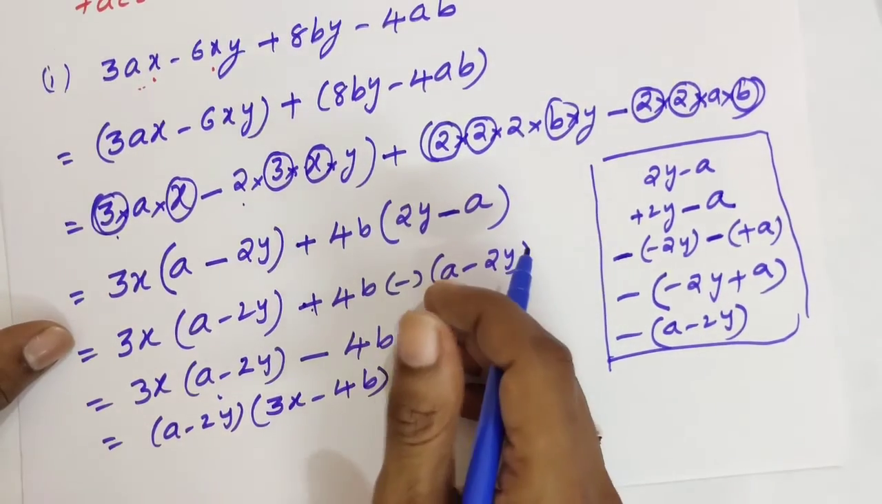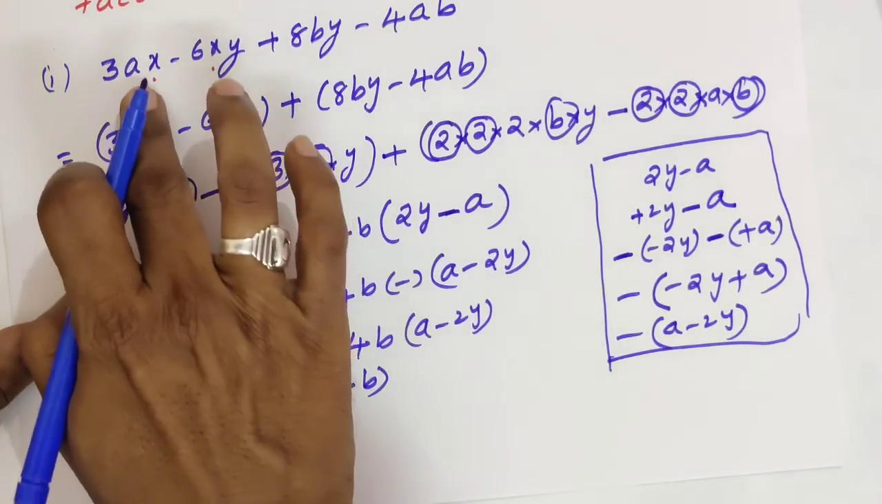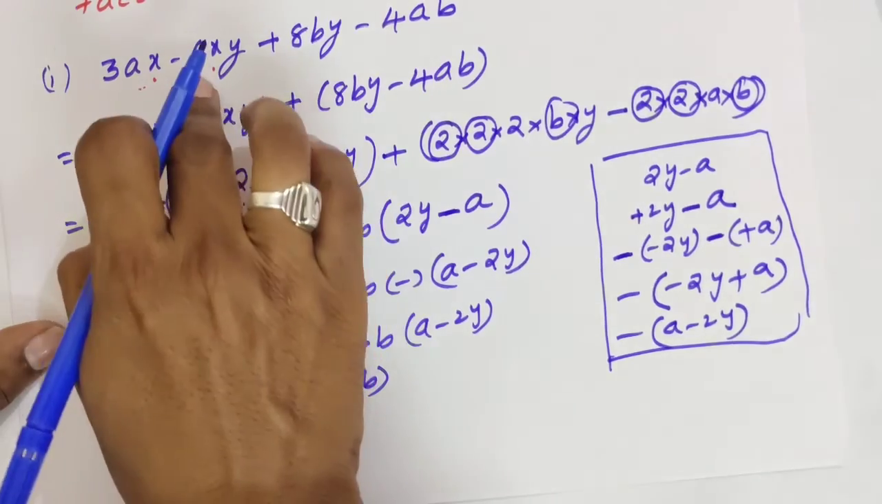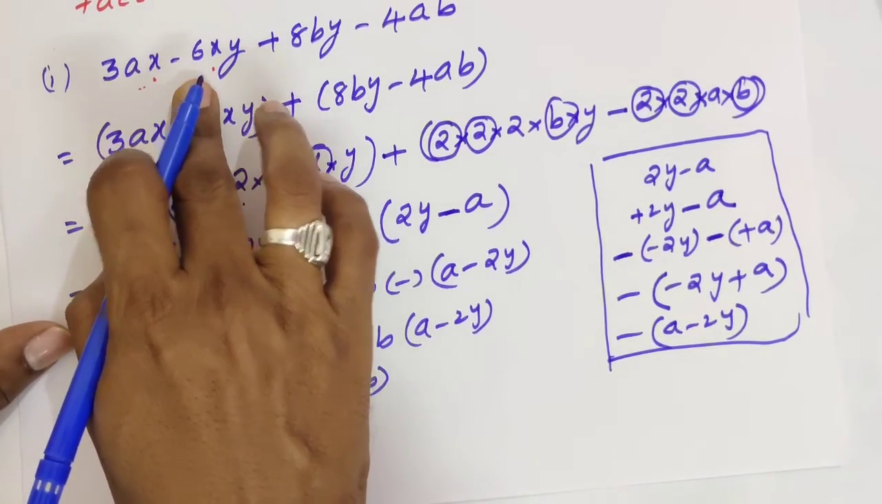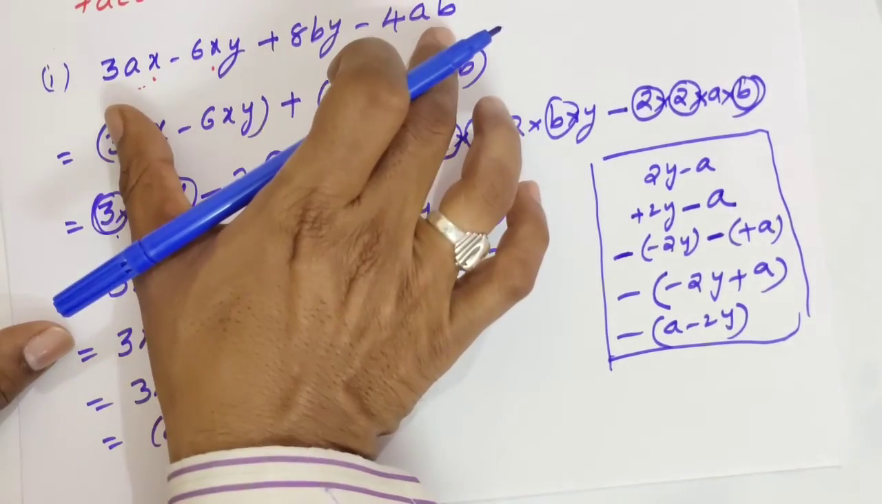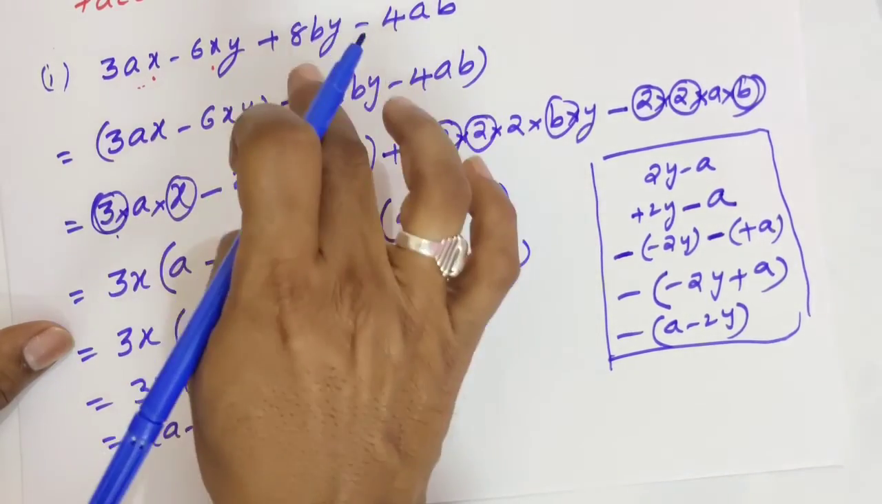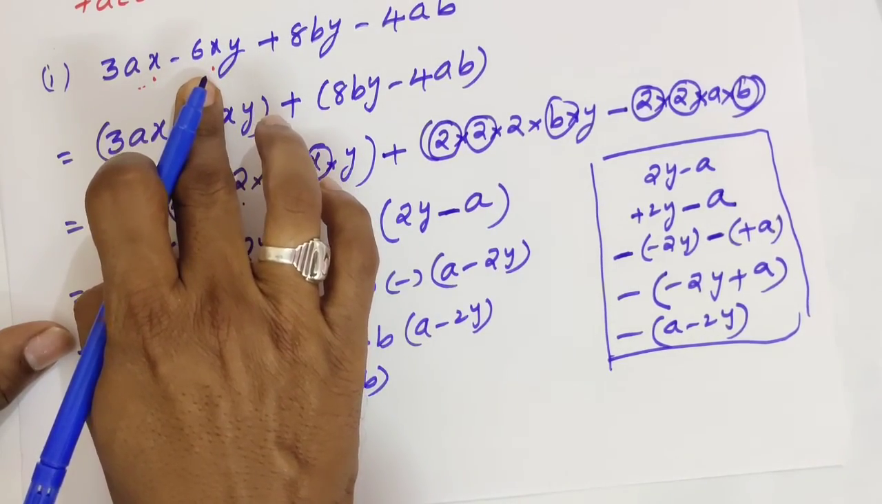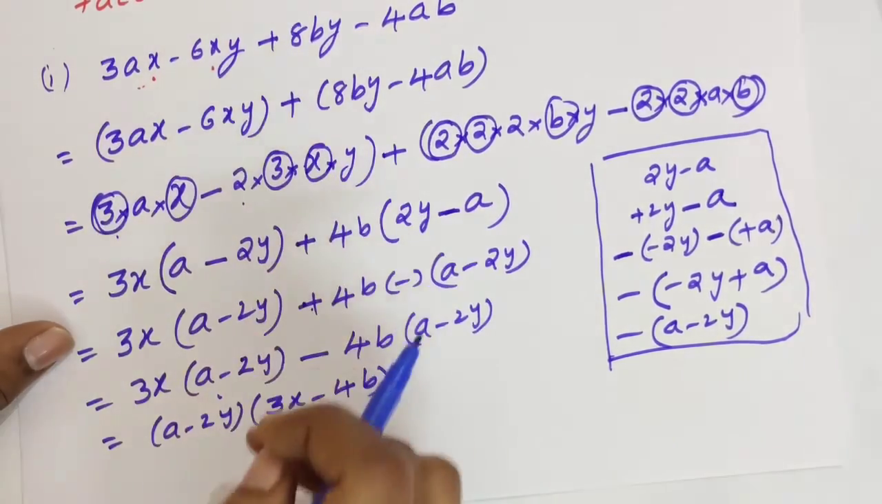Otherwise you can do another method also. First we have to take 3ax minus 4ab and then 8by minus 6xy. Why? Here 3ax minus 4ab, a is the common, so that's why grouping these two terms. And the next 8by minus 6xy. Okay, like that also you can take sums.